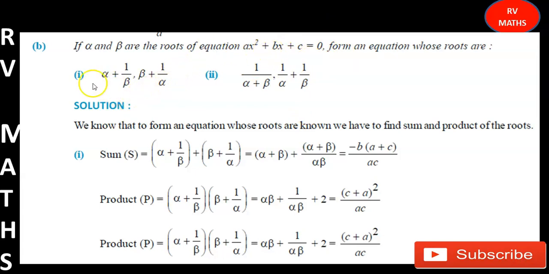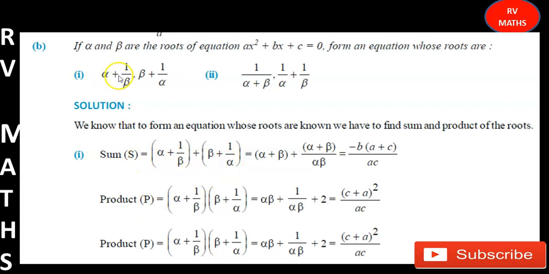You are given 2 roots. These are the 2 roots of the new equation. These are the 2 roots of the new equation in the second subdivision. So whenever you are given 2 roots, you have to form a quadratic equation. For that, you have to find out the sum of roots and the product of roots.